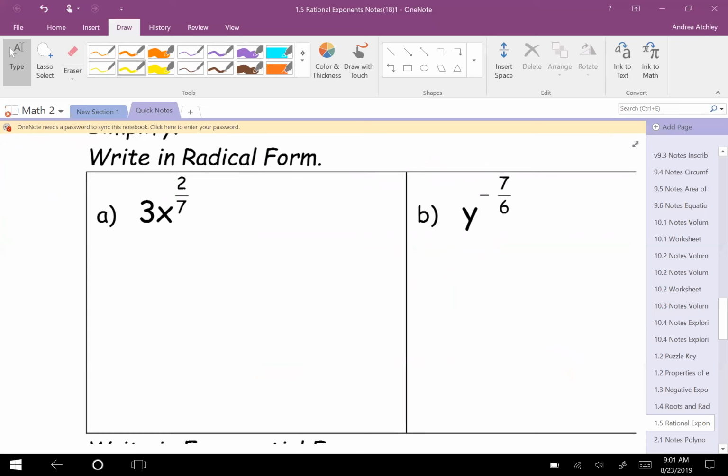Okay, so we have x to the 2 over 7. Now, x is the only thing with the fractional exponent here. The 3 does not have anything to do with the fractional exponent. The 3 has a power of 1. Its exponent is 1. So we're going to leave the 3 out here. We have the radical. We're putting x inside the radical.